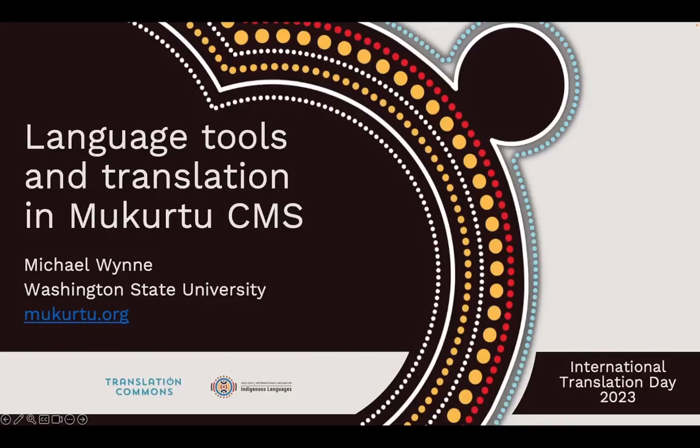My name is Michael Wynne. I'm the Digital Applications Librarian in the Center for Digital Scholarship and Curation at Washington State University. The majority of my work centers around Mukurtu CMS, providing support, training, outreach, and working with our development team.